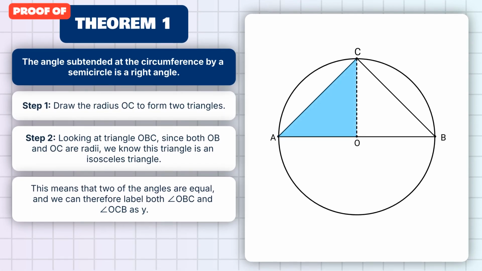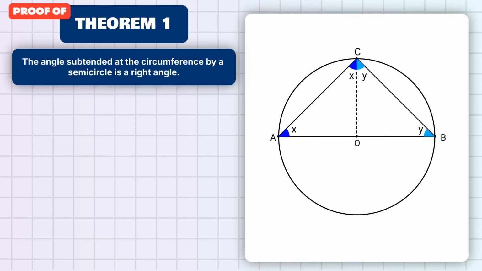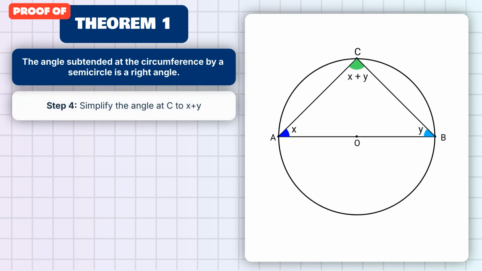Let's now look at triangle OAC. This too is an isosceles triangle, so let's label its angles too. We don't know yet whether they are equal to y, so let's label them x. This leaves us with this diagram. We can simplify the angle at C like this.